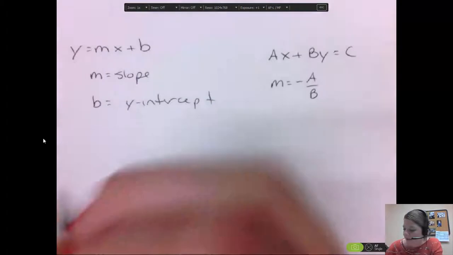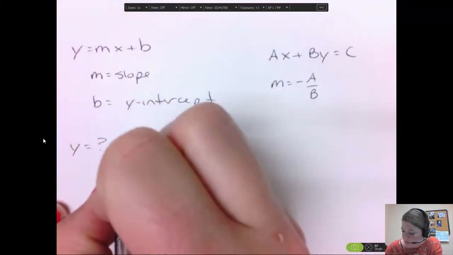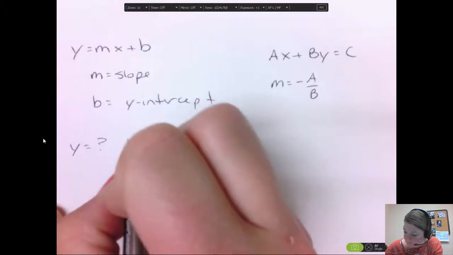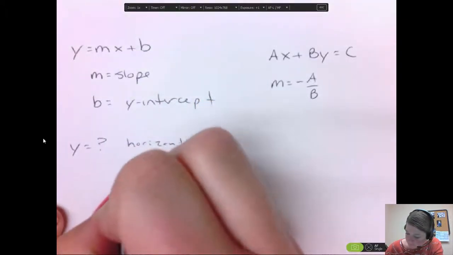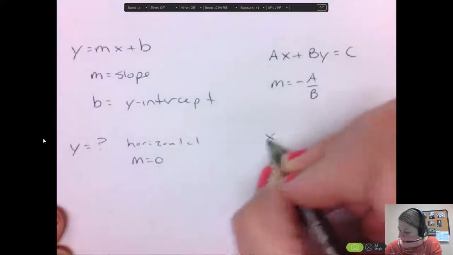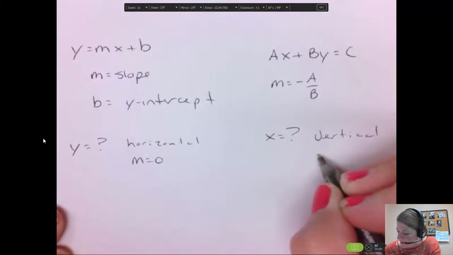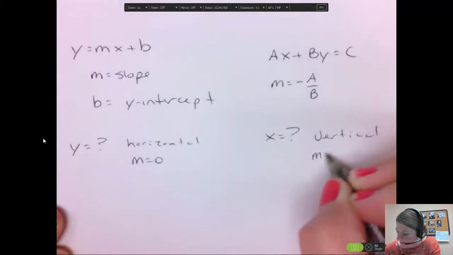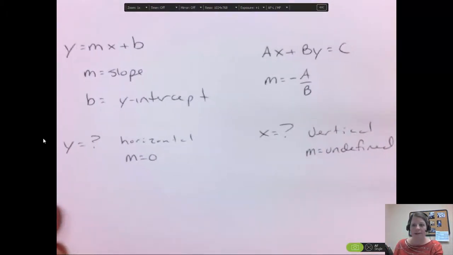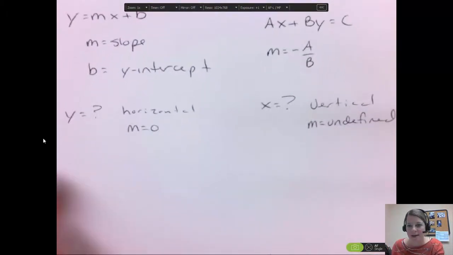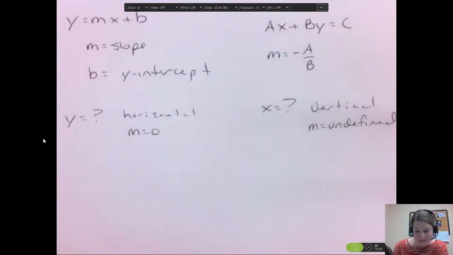Remember, if you have y equals some number, that's horizontal, so that's 0 slope. And if you have x equals some number, that's vertical, and the slope is undefined. Or there's no slope. I kind of like using the word no slope, but either way. So those are what we'll use for my next couple examples.